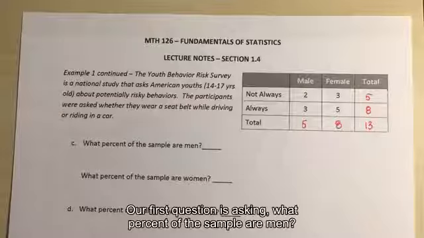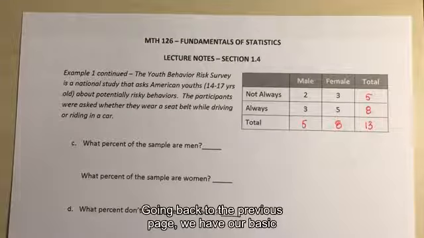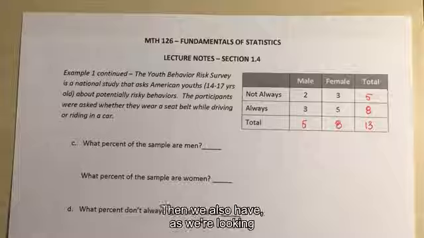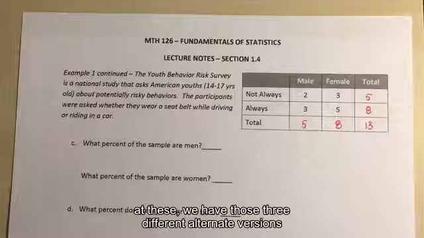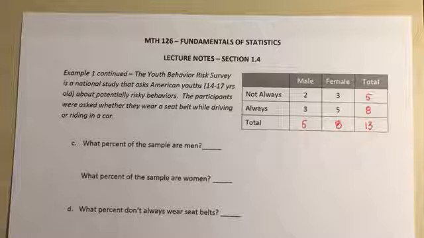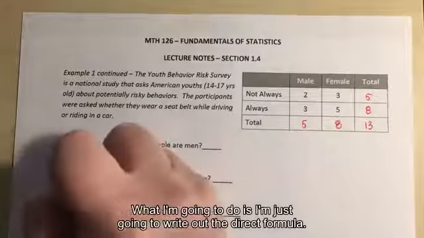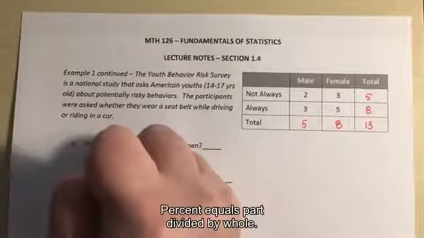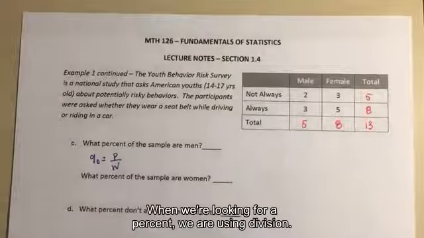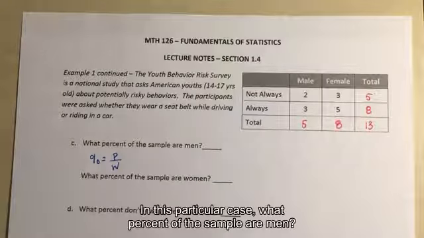Okay, so our first question is asking what percent of the sample are men. Going back to the previous page, we have our basic percent equation, percent equals whole times part. Then we also have those three different alternate versions of our formula that were listed at the bottom of the previous page, page 9 in the notes. So I'm just going to write out the direct formula. Percent equals part divided by whole. When we're looking for a percent, we are using division.